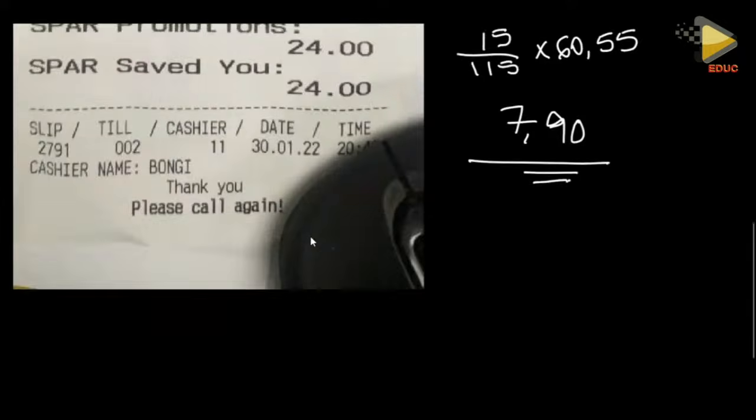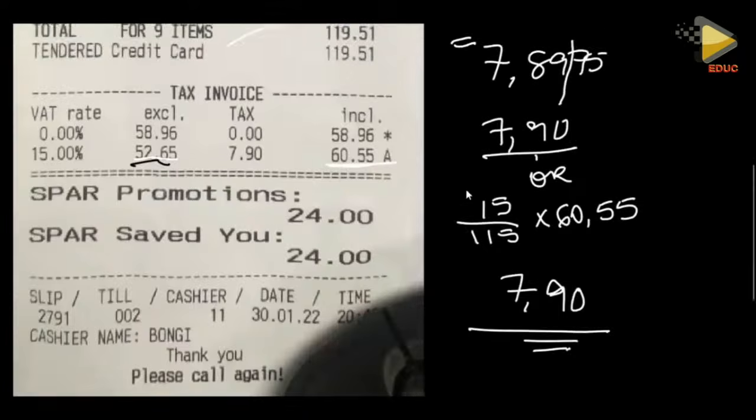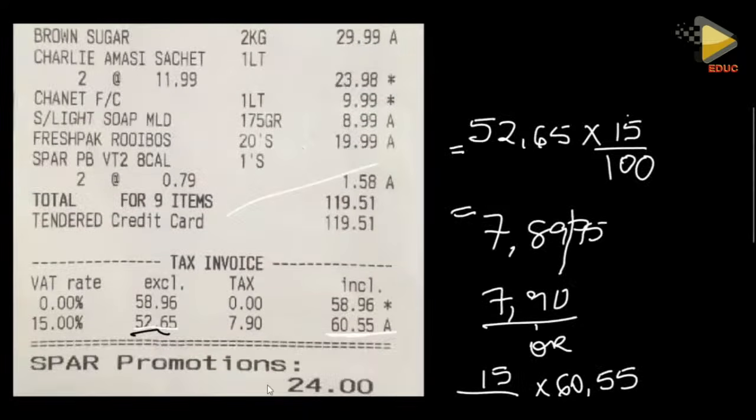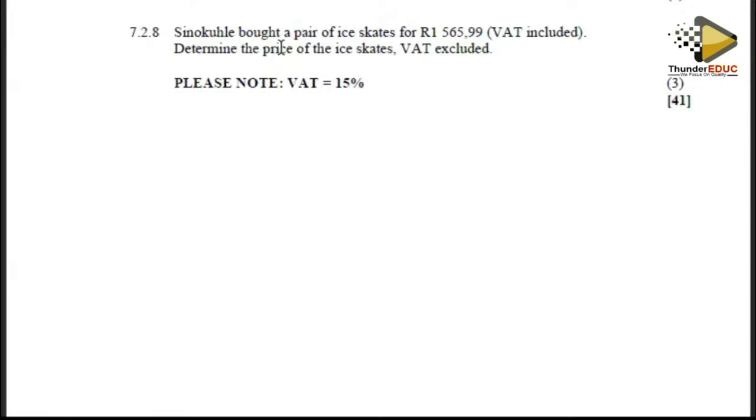Not only do we have VAT on till slips, we have VAT also on bank statements. Let me show you an example. All right, let's look at this example. The person bought a pair of ice skates for 1,565 rands 99, VAT included. That simply means this price already includes VAT. And they're asking you, determine the price of the ice skates, VAT excluded. This simply means when we remove VAT, how much do we remain with?